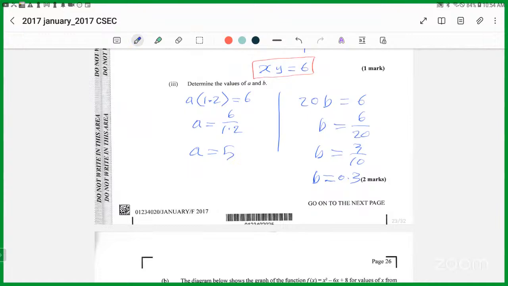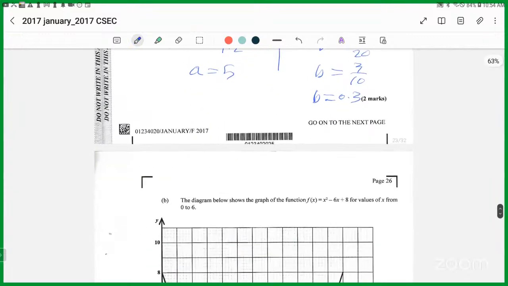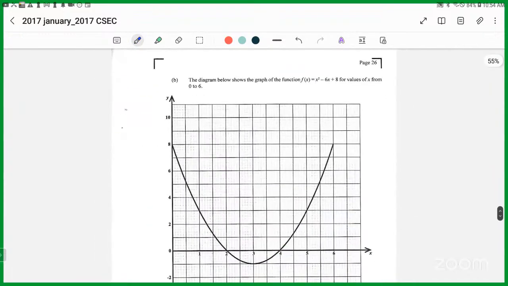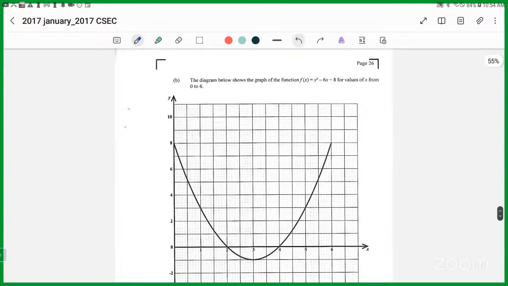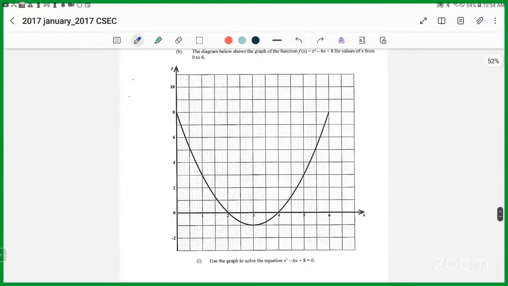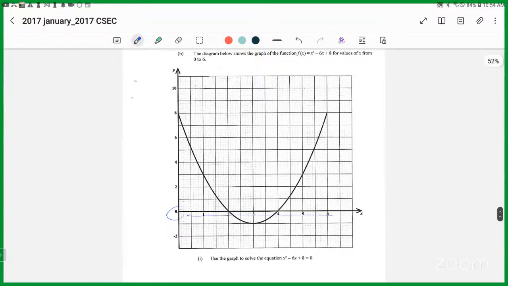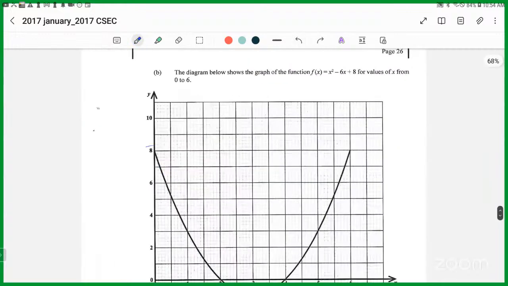Yes, sir. All right. Next part here is a quadratic. All right, let's do this one. It gives us the values for x from 0 to 6. In other words, it's only giving us the part of the graph from x equals 0 to x equals 6. Sorry, the y-axis intercept is 8, as you can see, matching that 8.